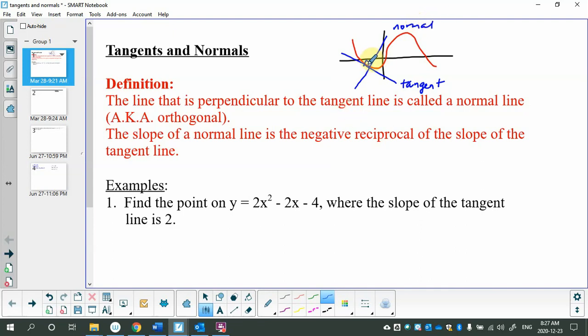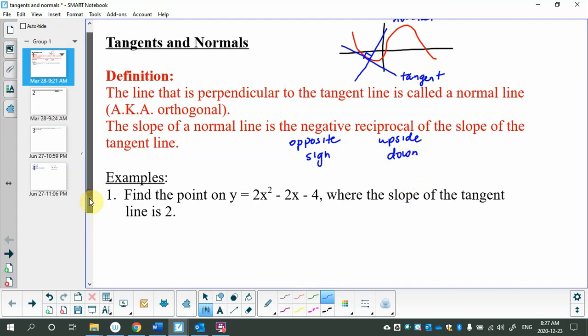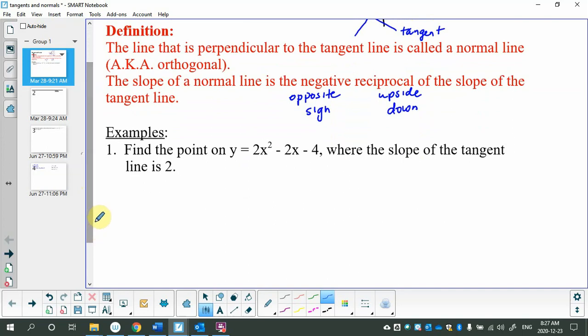In which case, because it's perpendicular, because it's orthogonal, because it's 90 degrees, it has a slope that is a negative reciprocal to the slope of the tangent line, meaning negative, opposite sign, reciprocal, upside down. So both of those. It means finding the slope of the tangent first. So we've got a couple of examples here, three of them in fact.